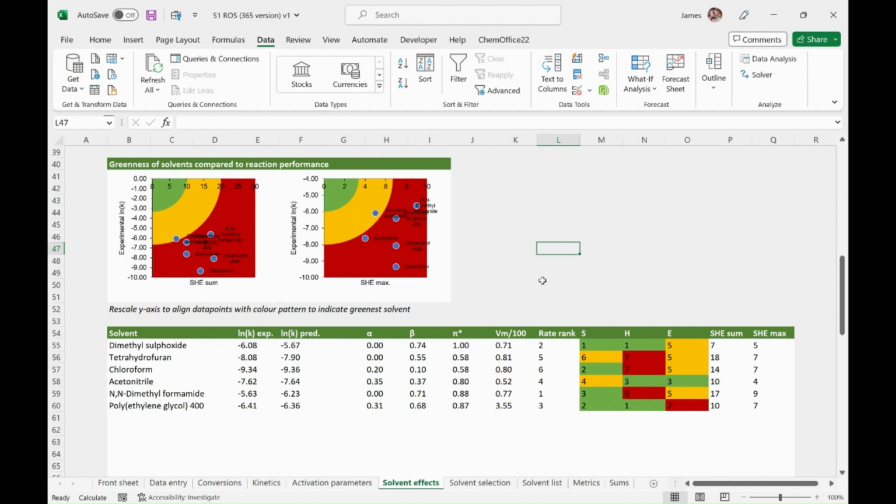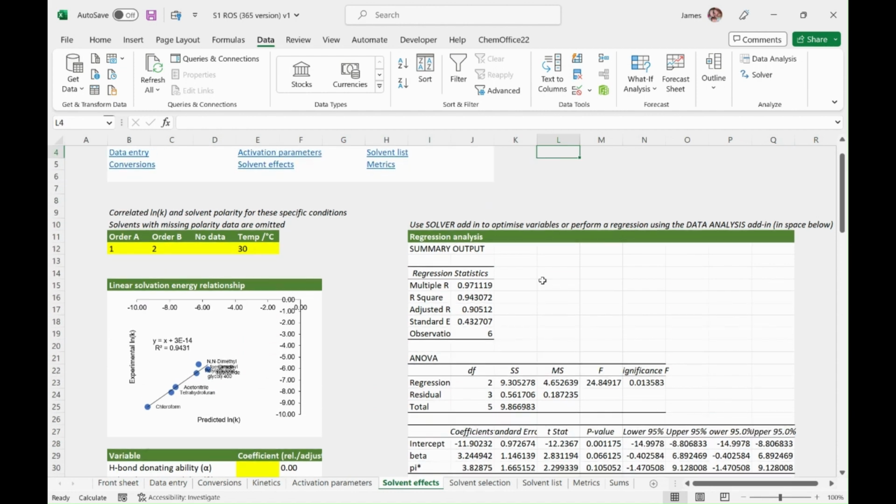If you wanted to pursue a greener solvent, we can also look at different mechanisms. Remember, if we go back to the top, this is a trimolecular reaction. Alcohols facilitate the bimolecular reaction, in which case we could explore greener solvents based on alcohols, which are often greener than aprotic solvents.